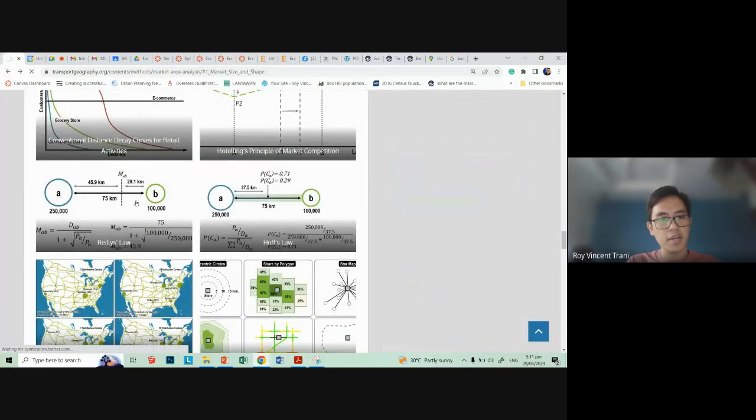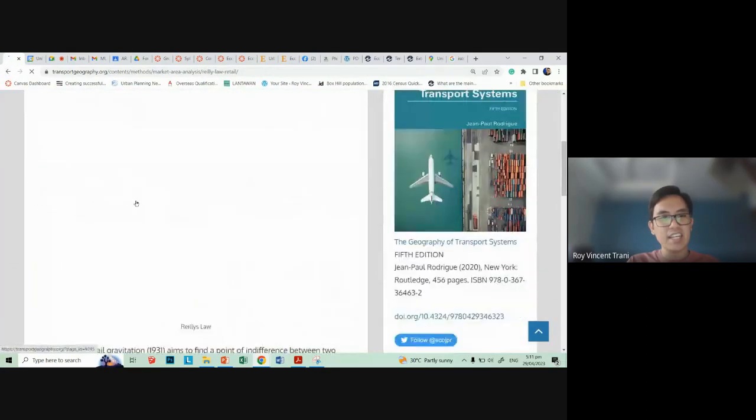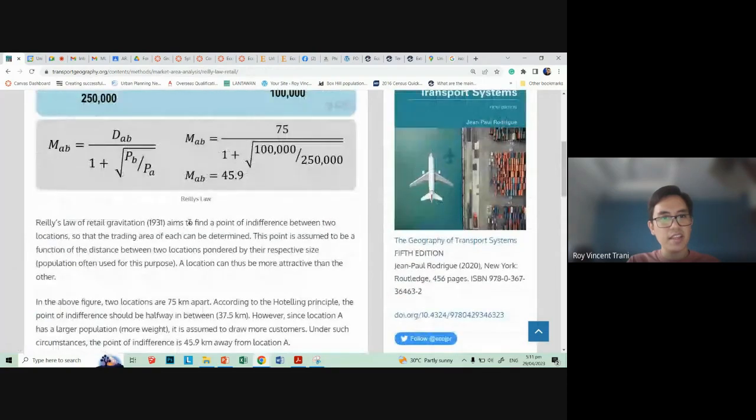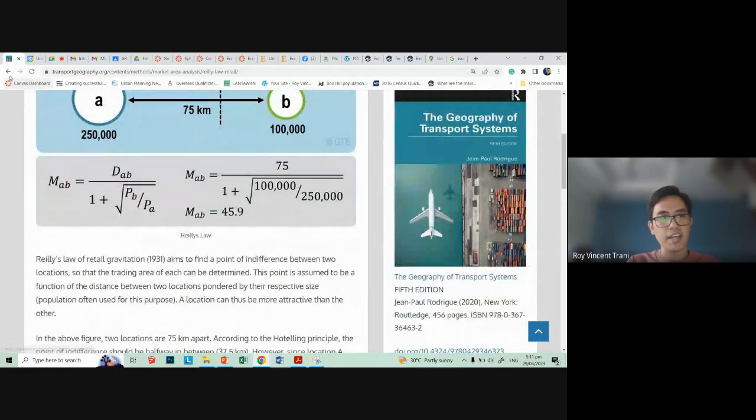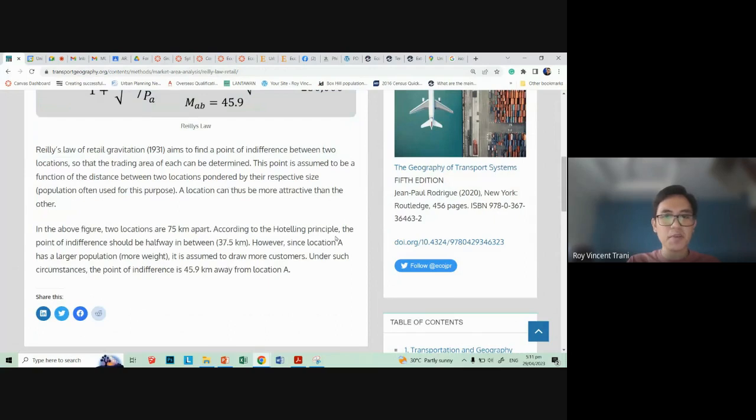And this one has an equation. So let's see here. Law of retail gravitation. So you have to do some algebra, and I think it's calculus at this point.